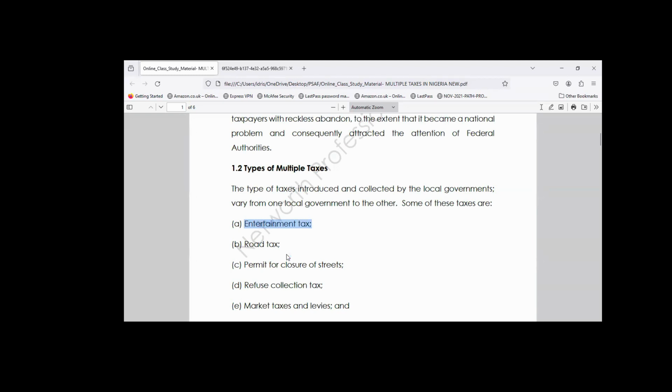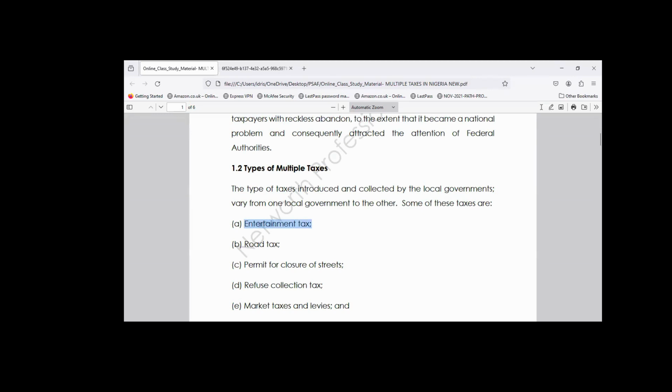Road taxes. Most of the commercial buses will register under the Ministry of Transportation with the states, and they are expected to be paying some daily levies to the states. Aside from that, the local government where they operate will also try to be collecting some levies from them. It can be daily, and they will have to register before they can even operate. Apart from registering with the state, they will also register with the local government where they want to operate. If they don't register, they will arrest them. So this is another type of multiple taxes.